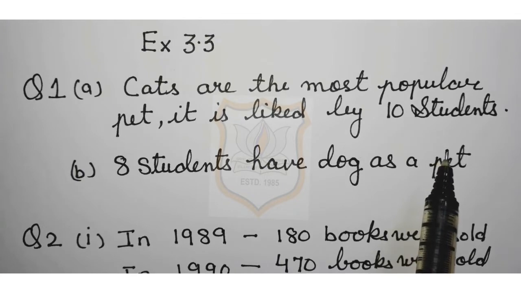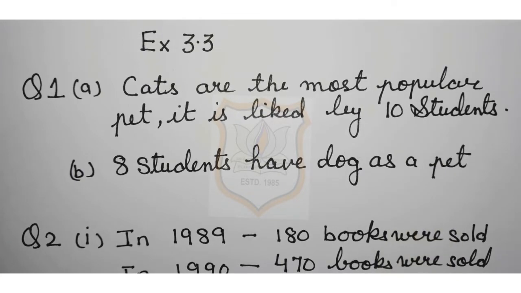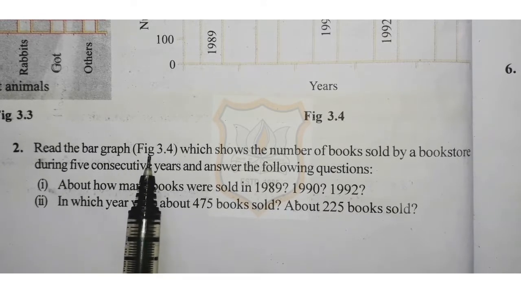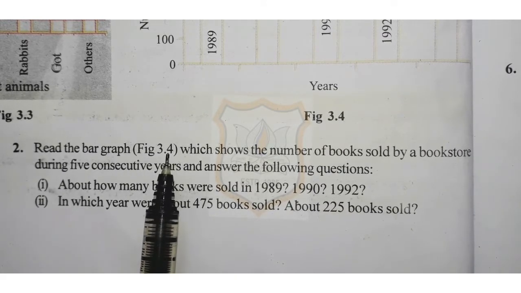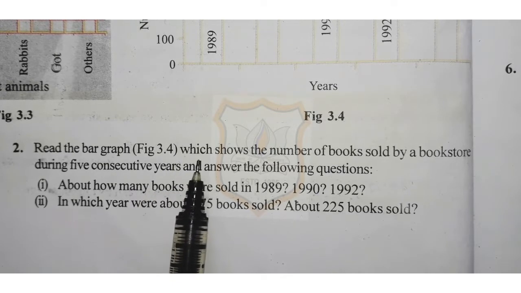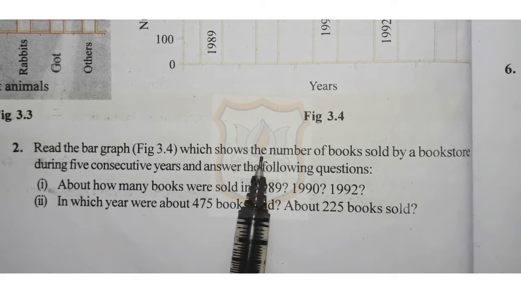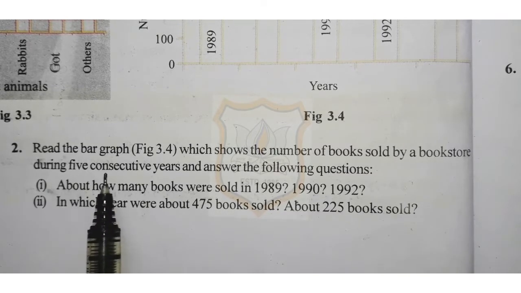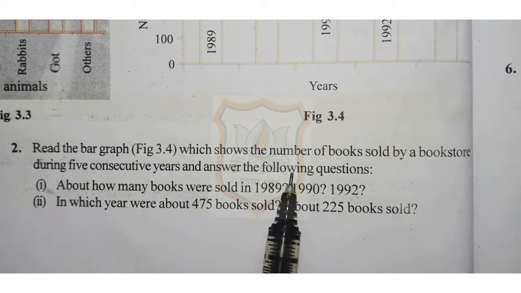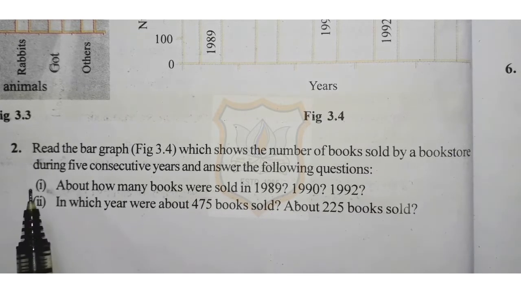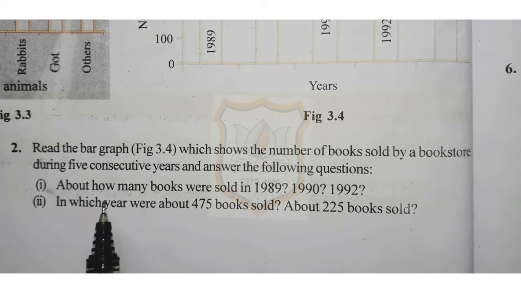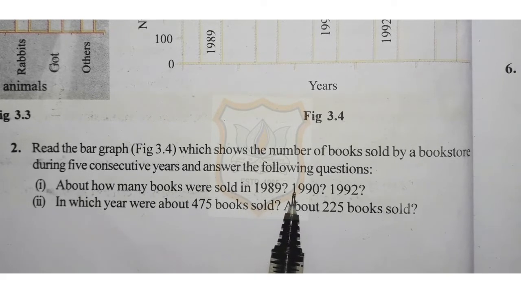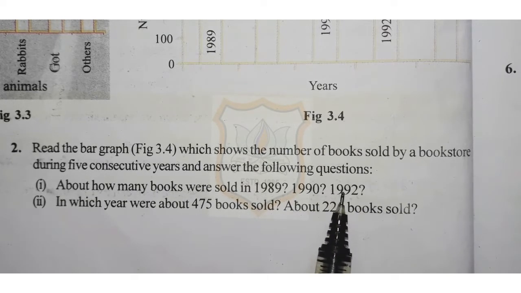Now let's start question number 2. Now students, question number 2 is: read the bar graph figure 3.4, which shows the number of books sold by a bookstore during 5 consecutive years, and answer the following questions. First part is about how many books were sold in 1989, 1990 and 1992.